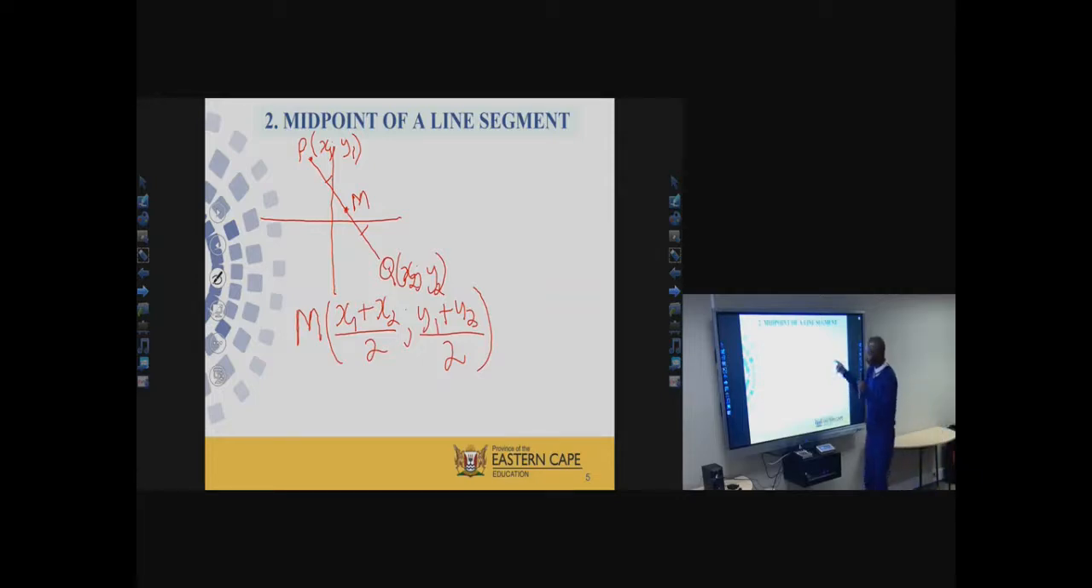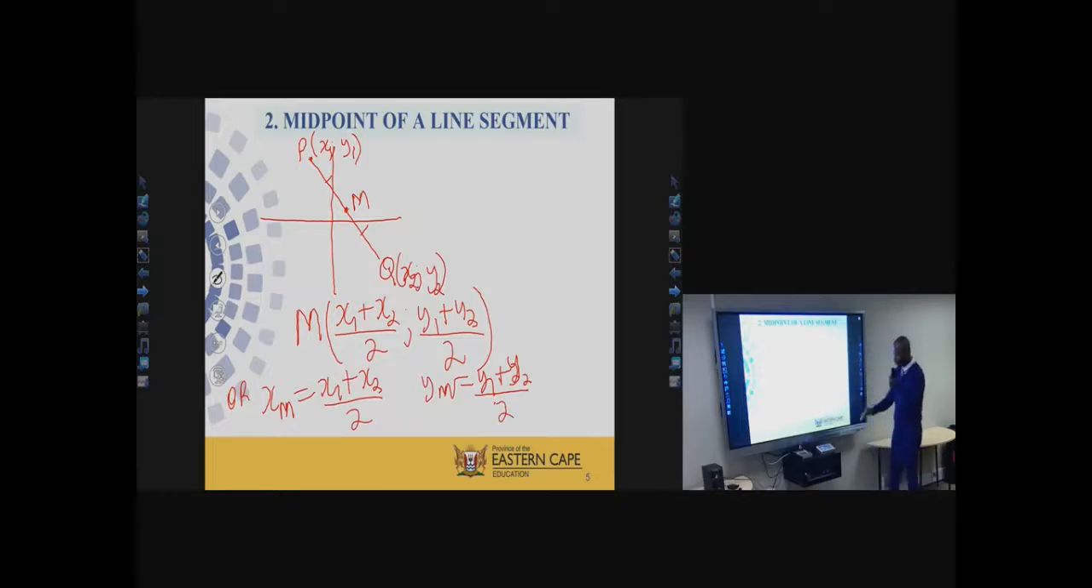I always prefer to write it this way and say x at the midpoint. This is OR. You can write it like this one. Write x alone as well as y alone. So where you'll have x at M is the same as x1 plus x2 over 2. And then y at M is the same as y1 plus y2 all over 2. So it's xm is equal to x1 plus x2 over 2. ym is equal to y1 plus y2 over 2. That's another way of writing it when you want to separate it.